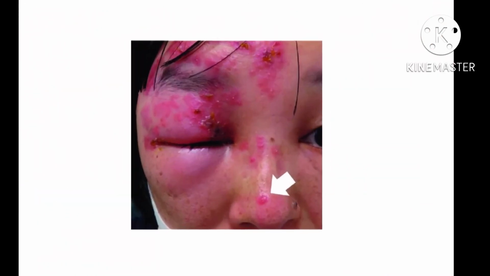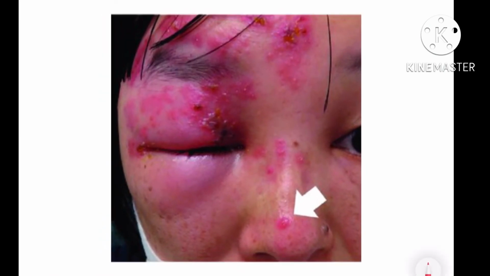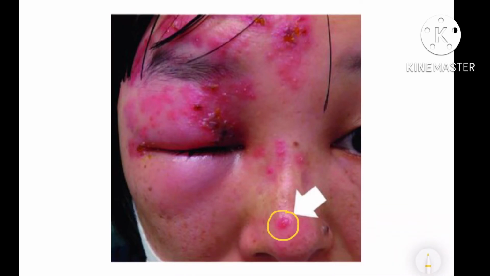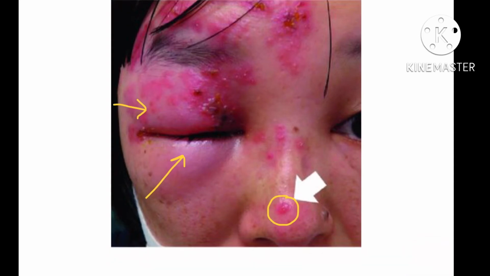So I will show you in this image. You can see that the nose tip is also involved. Now look at the condition of the eye. Not only the external region of the eye, but the virus can also infect the internal ocular structures. So this is what we call Hutchinson's sign, and involvement of the eye.